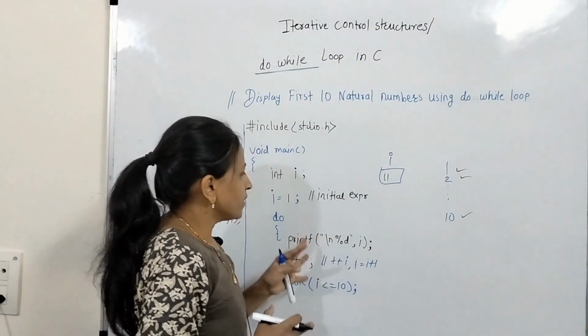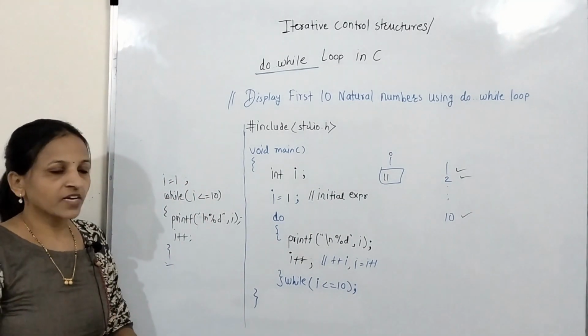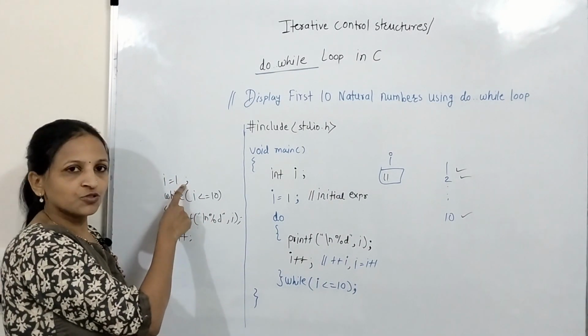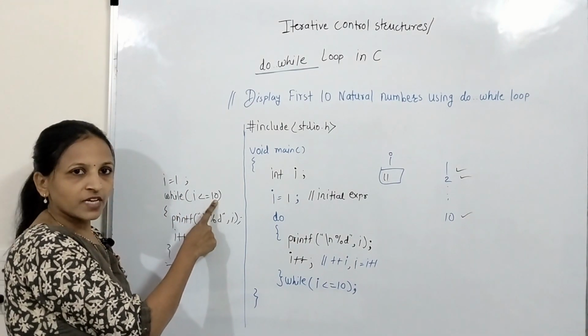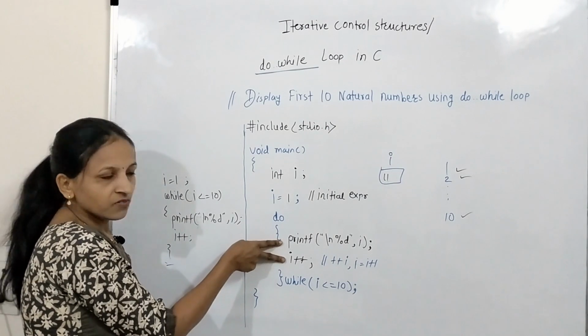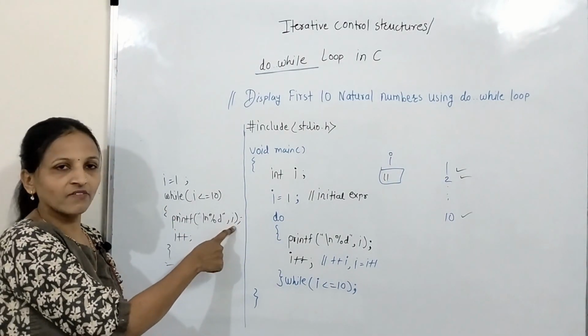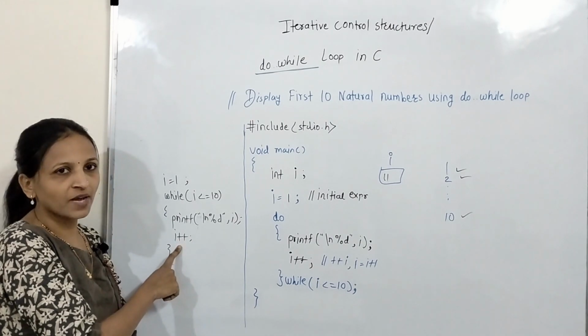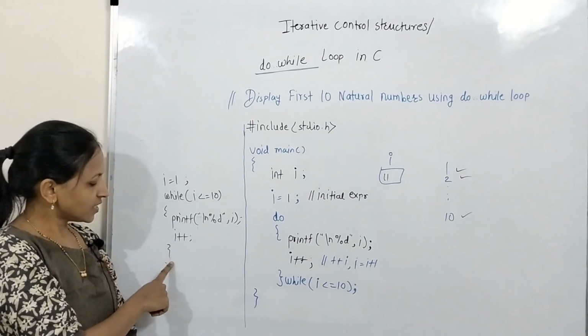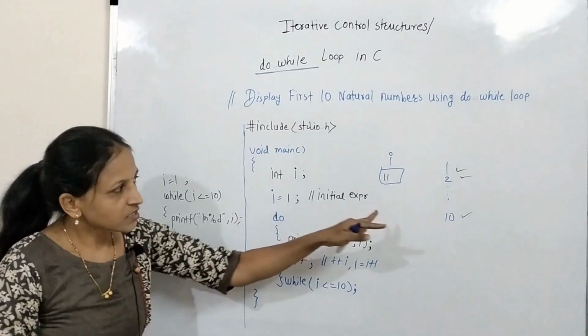It is just similar to the while loop. In case of while loop, what do we write? Initialization, that is I = 1, while I is less than or equal to 10. The same condition we will place here. Whatever body we have written for do while, the same body we will write here: print the value of I and increment the value of I by 1 every time. That's it. This is in case of while. Here also you will get the same output.